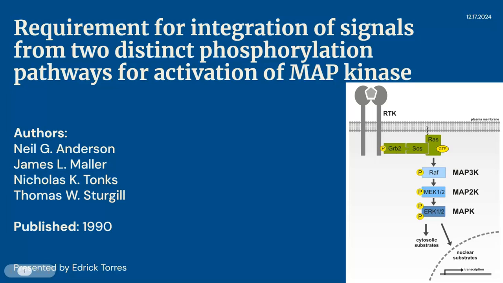The paper that I have decided to review is Requirement for Integration of Signals from Two Distinct Phosphorylation Pathways for Activation of MAP Kinase, written by Neil Anderson, James Mahler, Nicholas Tonks, and Thomas Sturgill, and published in 1990. This paper discusses the protein MAP kinase and its activation. I chose this paper because of my interest in signaling pathways and MAP kinase.